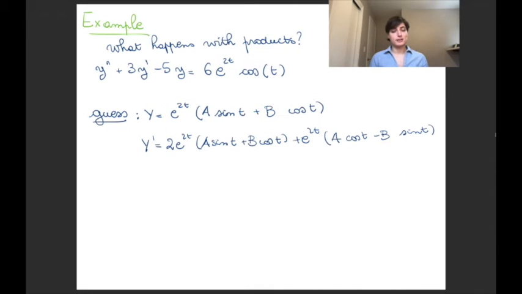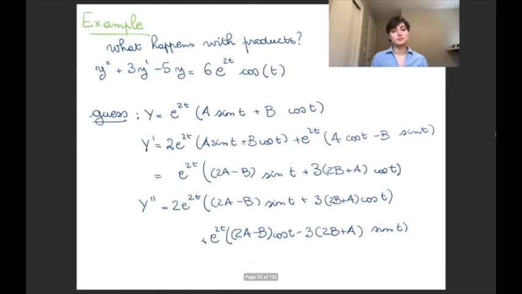What do we expect? Well, we expect something that is exponential of 2t multiplied by something, because that is the only thing that will give us the exponential of 2t. We also expect a linear combination of sine t and cosine t. So we're going to multiply these together. And we say that our guess solution is exponential of 2t multiplied by a sine t plus b cos t. And then we can take the derivatives. So we take the first derivative and we take the second derivative. The second derivative is quite cumbersome, but we rewrite it in a simpler way.